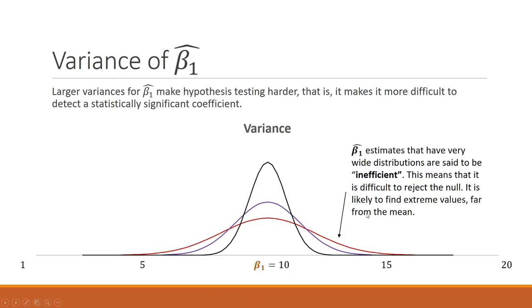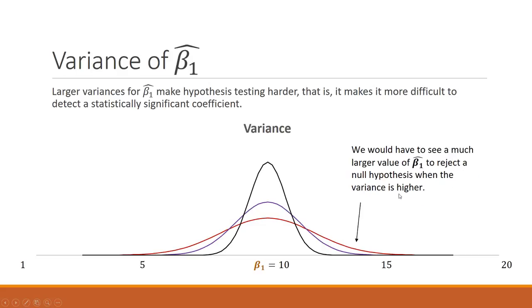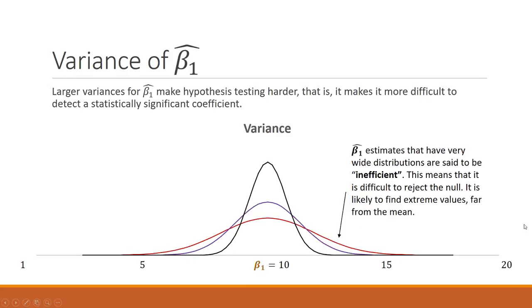All right. And then lastly, beta 1 hat estimates that have very wide distributions, we call this inefficient. They're inefficient because it's difficult to reject the null. It is likely to find extreme values far from the mean. So if there's a wide distribution of beta 1 hat, we call it inefficient, and that's going to be the problem. Inefficient or imprecise, that's going to be the problem caused by multicollinearity. We'll get to that in a minute.